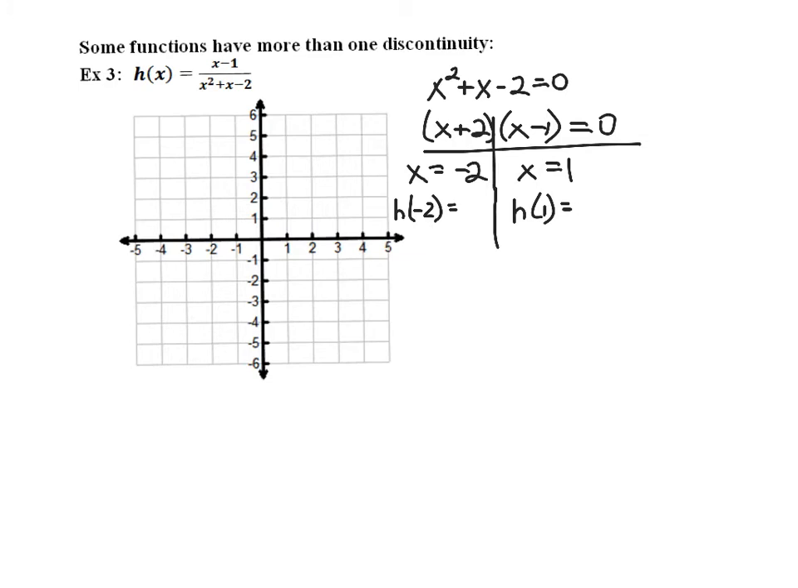So when I substitute negative 2 in for x, I see that my numerator is giving me a -3, but my denominator is giving me a 0. So if just the denominator is 0, if this function is undefined at -2, that tells me I have a non-removable discontinuity, and this is going to turn out to be a vertical asymptote at x equals -2. For the second function value, at h of 1, I see that I'm getting 0 over 0. 0 over 0 is my indeterminate form.